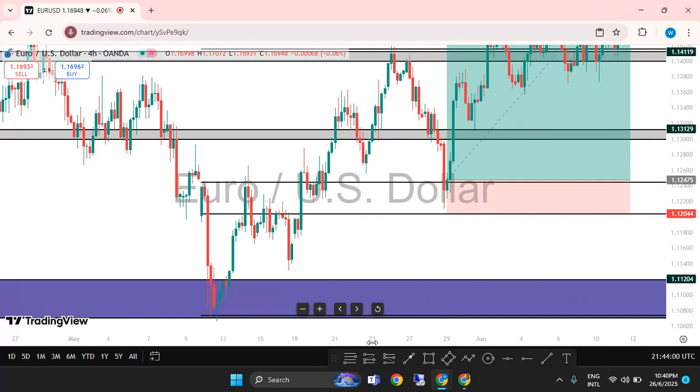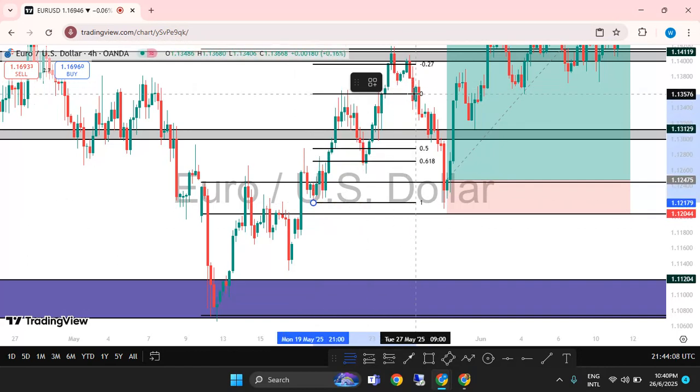Now let me show you another one here. You can see a tiny rejection, a tiny higher low, and a higher high.